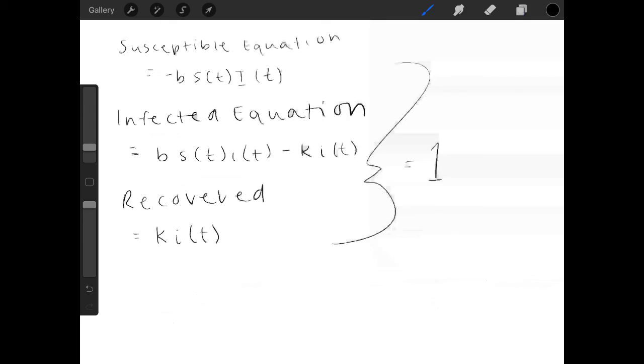So for the susceptible equation, we know that it is negative B, it's negative because once someone becomes infected, they leave the susceptible population, times S of t times I of t. Now, for the infected equation, it is a positive B times S of t times I of t minus K times I of t. And it is a negative K times I of t because this is the recovered equation. So once a person recovers, they leave the infected equation. And the recovered equation is K times I of t. And K, again, is the fixed fraction of the infected group, so it is the probability that they will recover in any given day.